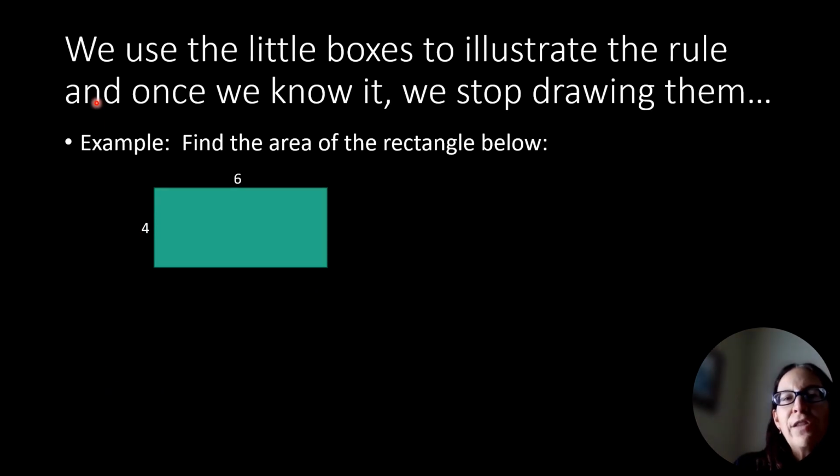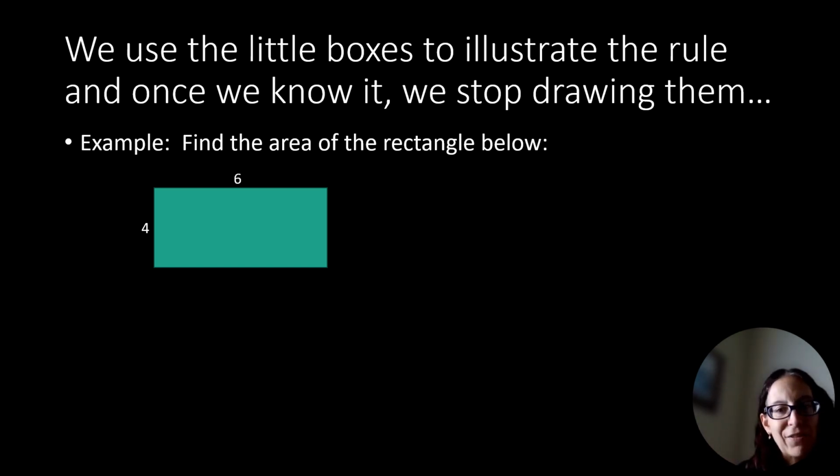So we use the little boxes to illustrate the rule, and once we know it, we stop drawing them. So for example, find the area of the rectangle below. Back in maybe elementary school or middle school, you might have started finding the area of rectangles by counting all the little boxes. But once you know how this works and you do seven, eight, ten problems, you begin to realize that the area will always be the base times the height.